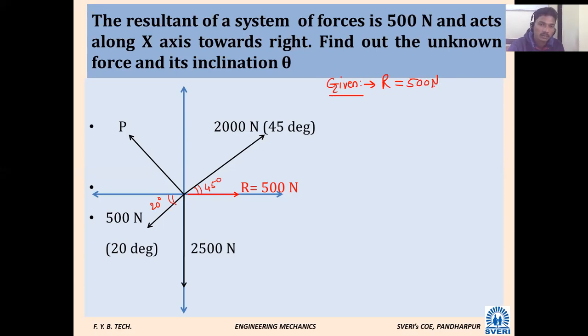As it is given, the resultant is horizontal, towards the right. So what will be theta, or its inclination? Theta is mentioned for the unknown force P; that inclination is considered as theta. The resultant is horizontal towards the right. What will be its inclination with the positive x-axis? It is 0, along the positive x-axis towards the right.